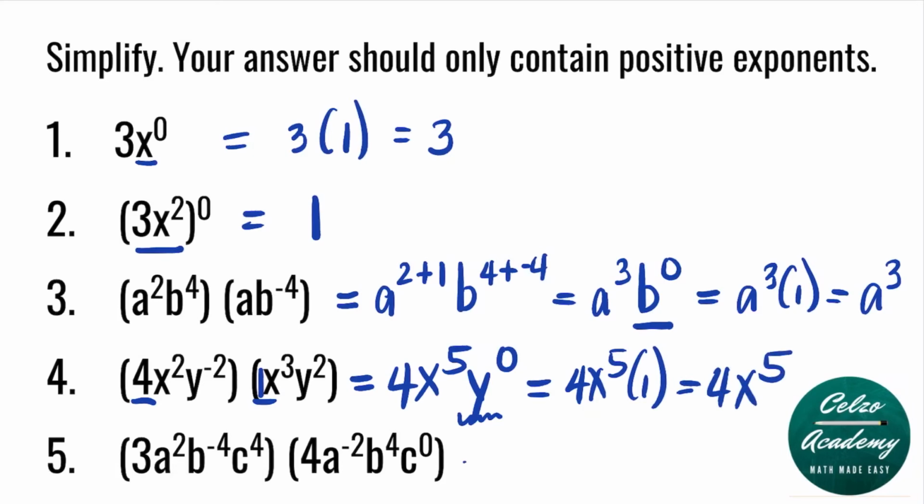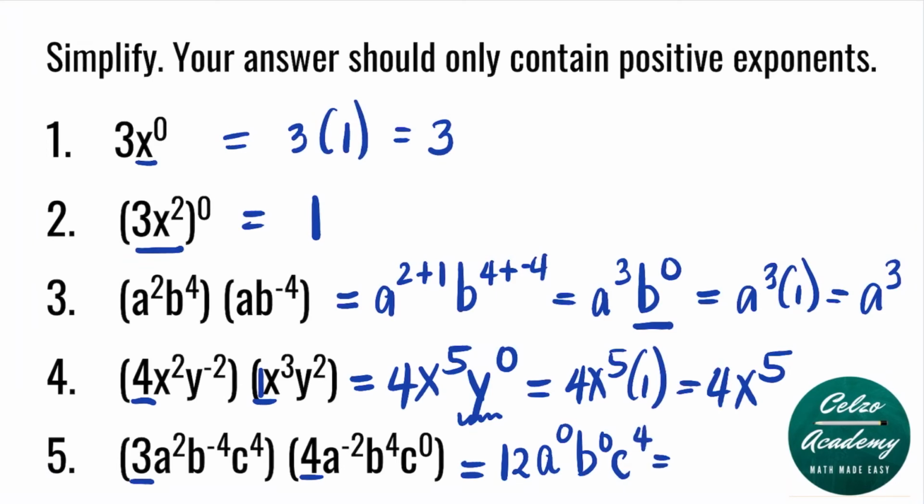Question number 5. The quantity 3a squared b to the power of negative 4, c to the power of 4, multiplied by 4a to the power of negative 2, b to the 4th, c to the 0 power. So first thing is to multiply the 3 and the 4, which is 12. For the variable a, we add the powers 2 and negative 2, which is 0. For the variable b, we add the powers negative 4 and 4, which is b to the 0. And for the c, we add the powers 4 and 0, which is 4.